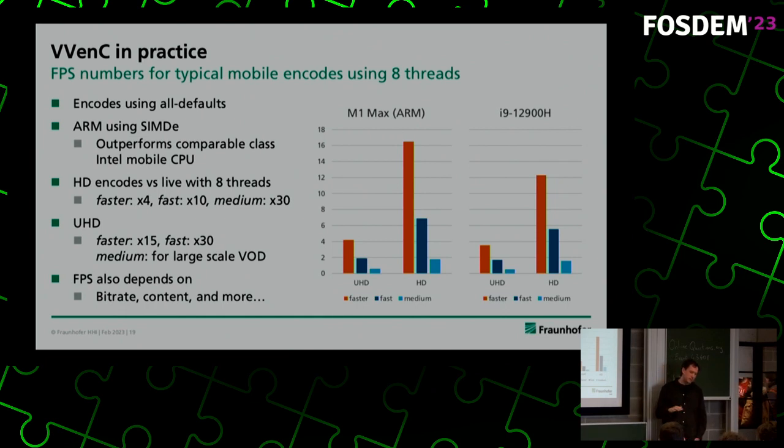For UHD, the faster preset can do like 15 times live, fast 30, and medium, well, let's just say medium would only be of interest for large-scale VOD encodings. But FPS also depends on many other factors like bitrate, content, your actual CPU and stuff like that. So this is more like ballpark numbers.